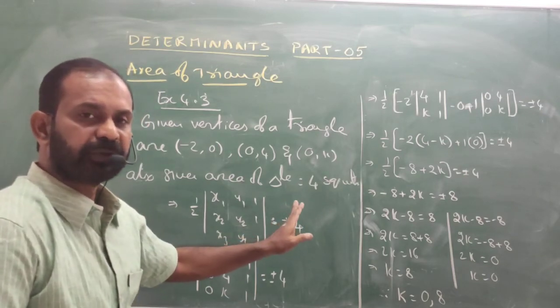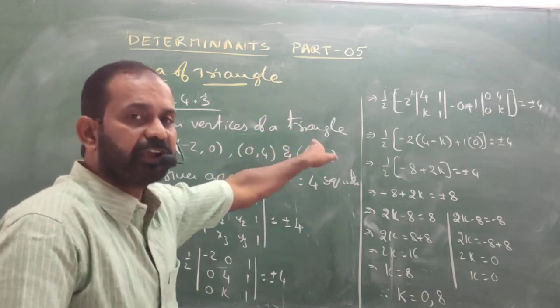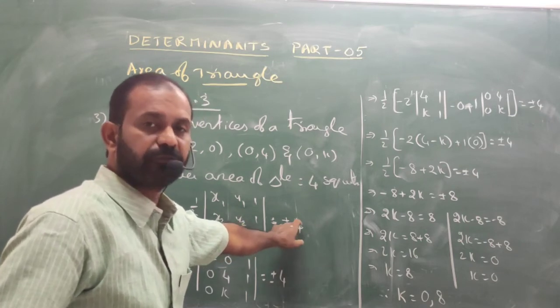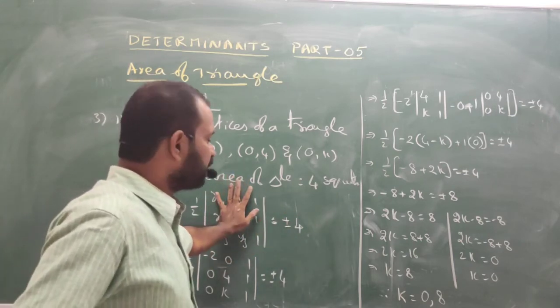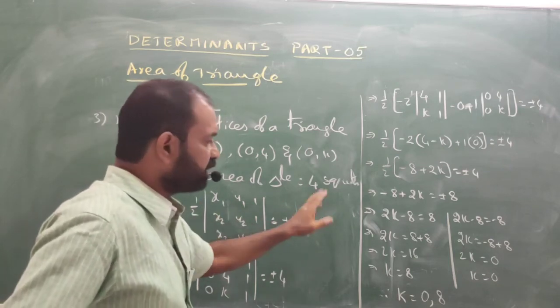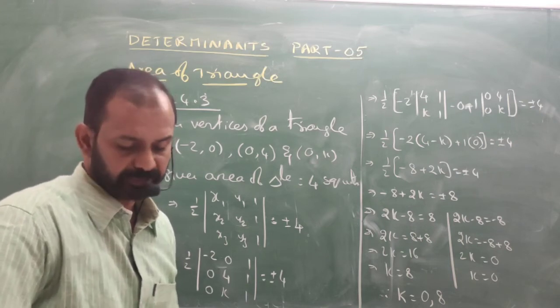So you have to remember that to find the unknown quantity, when the area of the triangle is given, you have to consider plus or minus. Why? We are taking the area as an absolute value. When you remove that modulus, it will be plus or minus. So I hope it is clear to everybody.